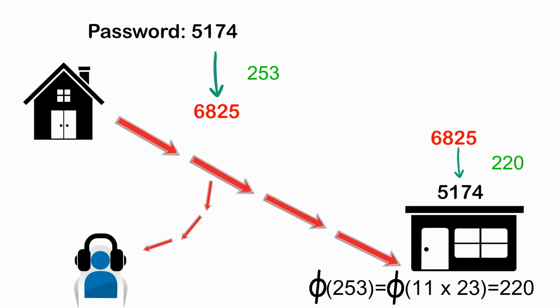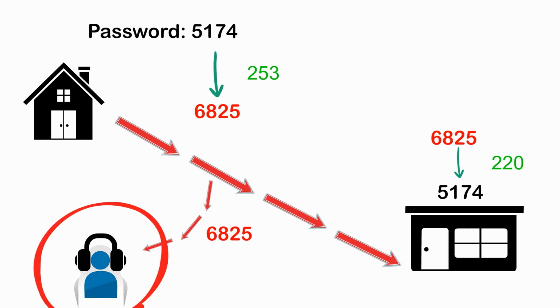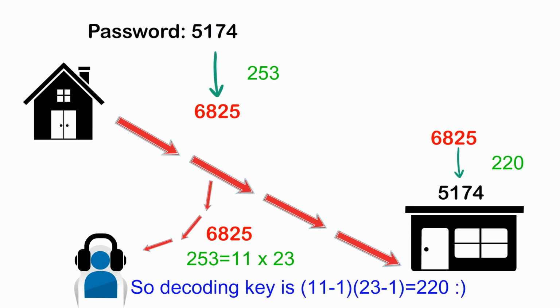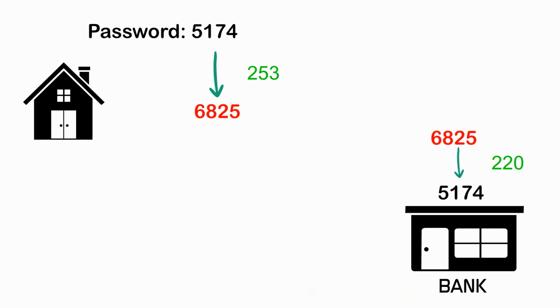Now at this stage you're probably saying, well, hold on, that doesn't work. Here's our bad guy down here. Now he picks up the 6825 encoded password. He looks on the bank's website and he sees the encoding key is 253. And he argues that, well, 253 is 11 times 23, so I can work out phi of 253 is 220. I just use that formula that everybody knows. So it seems like the system doesn't work. And on what I've presented here, it doesn't work. But here's the catch.